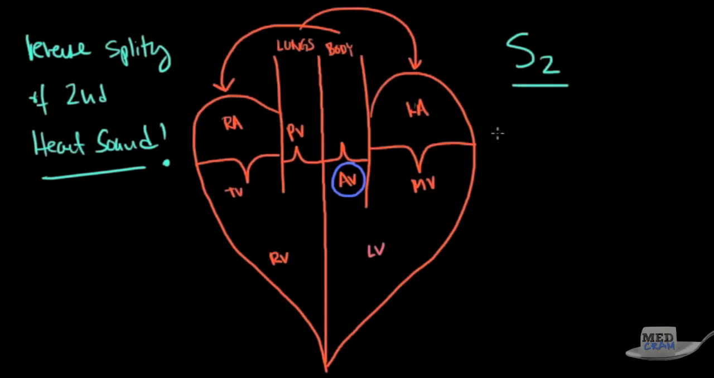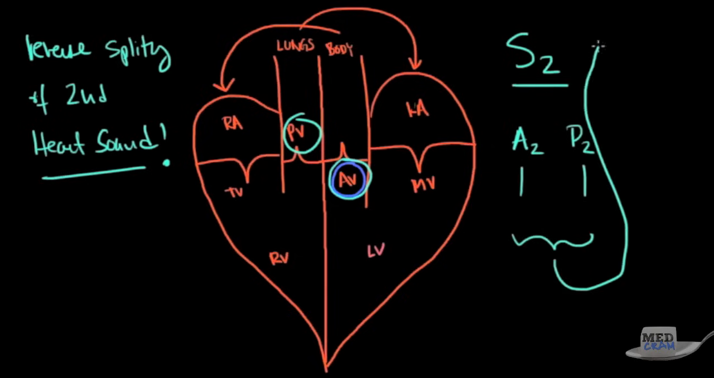Well, real quick, we're talking about the second heart sound. As you know, that's the closure of the aortic valve and the pulmonic valve. Well, in actuality, the aortic valve closes first. That's A2, and then you get P2. Okay? But it happens so quickly that we group it into the second heart sound.